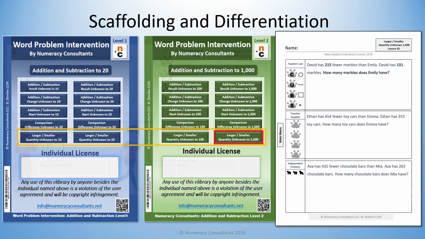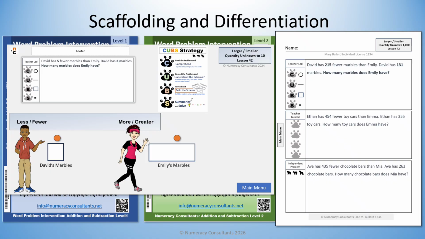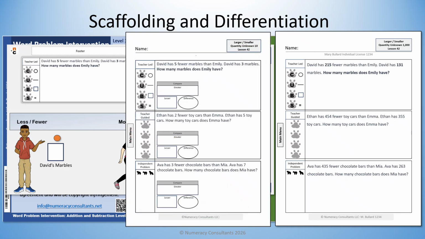So what you would do is go in, and if you take a look at your teaching slide, because remember the first teacher-led is always available as a projectable teacher slide, it's the same problem, except the numbers are much smaller. So it's David has 5 fewer marbles than Emily, David has 3 marbles. How many marbles does Emily have? So you could literally take the problem, break it down even further, give them more visual supports, and do the same concept, because this is a concept which students are going to be doing in second grade, third grade, fourth grade, fifth grade. The schema stays the same.